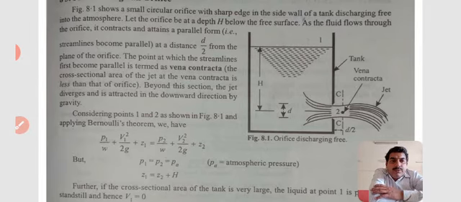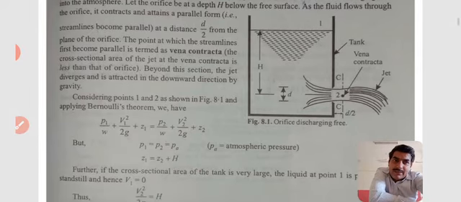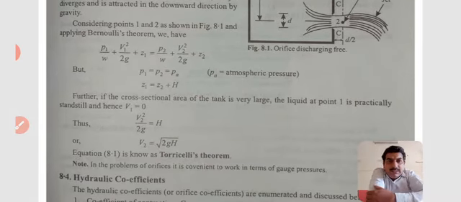Now, for corresponding points 1 and 2 from the given figure, we apply Bernoulli's theorem. The pressure energy plus kinetic energy plus potential energy on both sides is taken as equal. Therefore, P1/w + V1²/2g + Z1 = P2/w + V2²/2g + Z2. But P1 = P2 = Pa, the atmospheric pressure, and since the atmospheric pressure on both sides is constant, Z1 = Z2 + H.